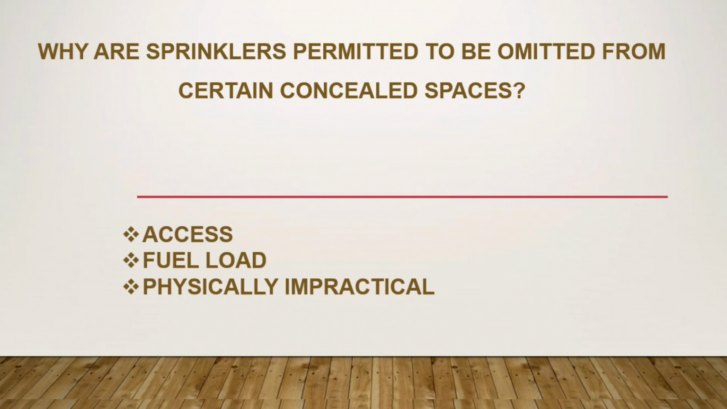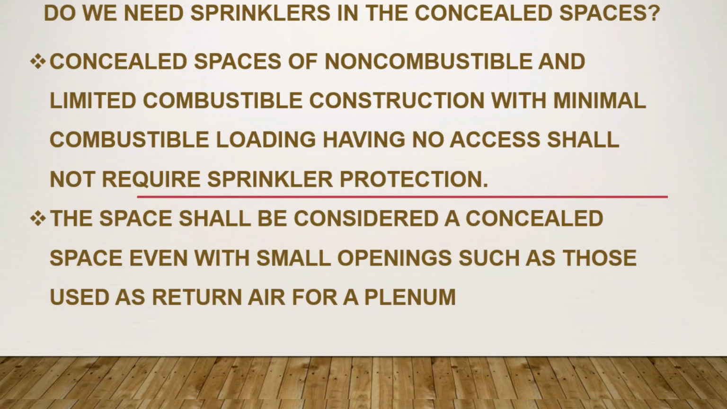Because access is impossible, it is very difficult to access, the fuel load inside the concealed space is very low, and physically it is impractical. As per NFPA, concealed spaces of non-combustible and limited combustible construction with minimal combustible loading having no access shall not require sprinkler protection. On site, the space shall be considered a concealed space even with a small opening such as those used as a return air plenum.